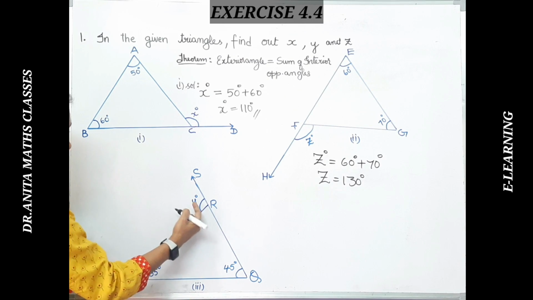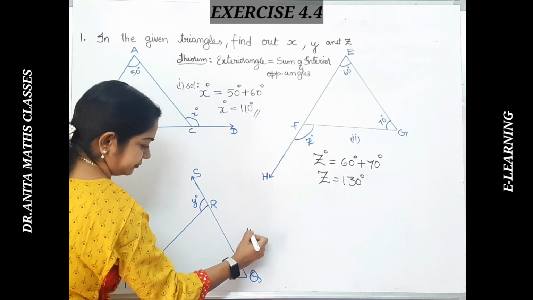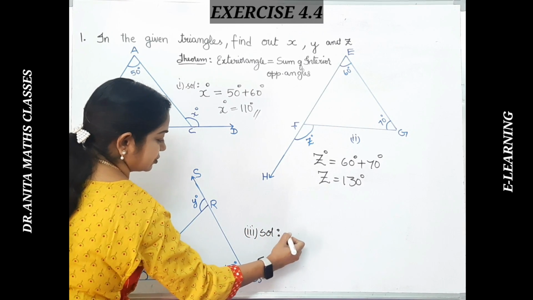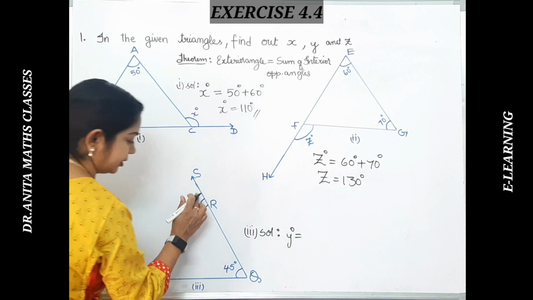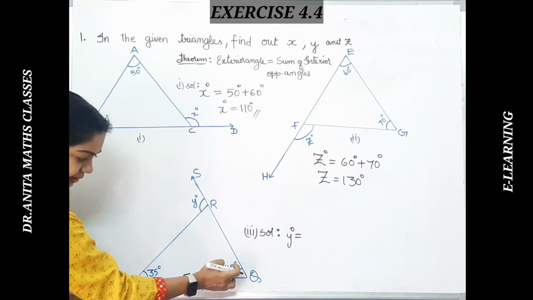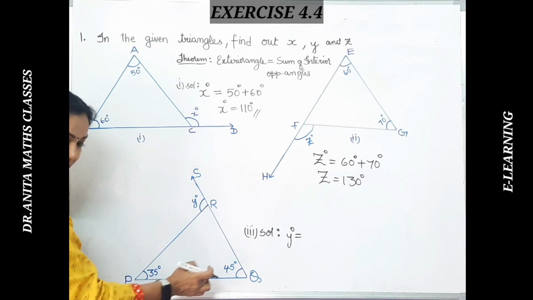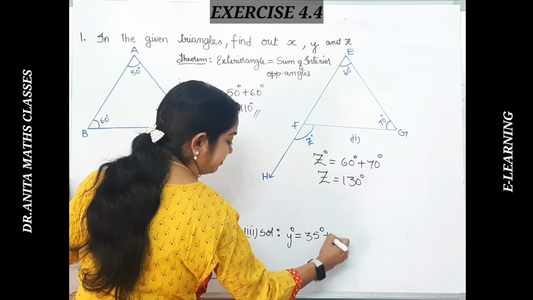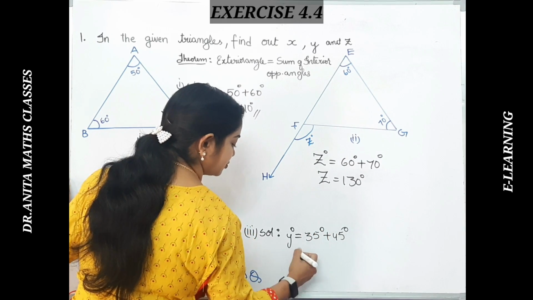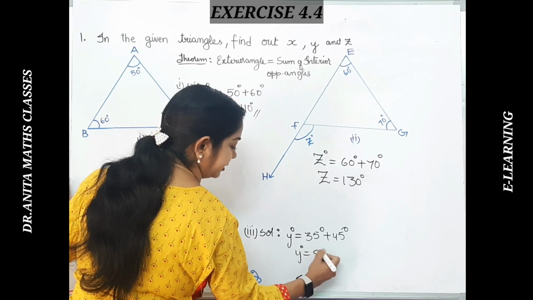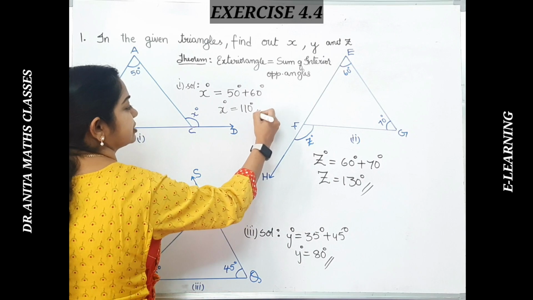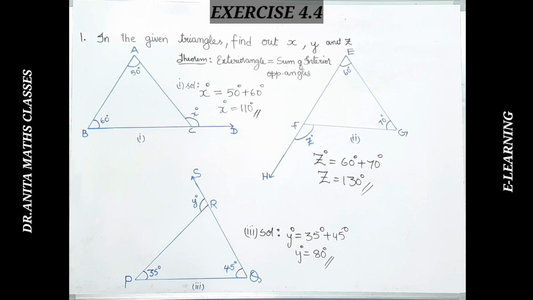Now, moving on to the third figure, see here, QR is produced and extended and an exterior angle formed as Y here. Third solution: Y degrees is equal to the sum of the interior opposite angles, these 2, that is 35 plus 45. That comes to y equal to 80 degrees. So, according to the theorem, we could find out x, y and z. Please pause the video and note it down.